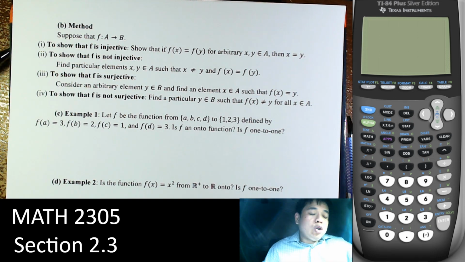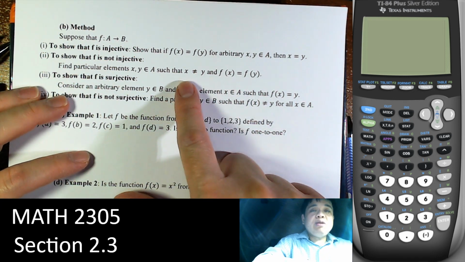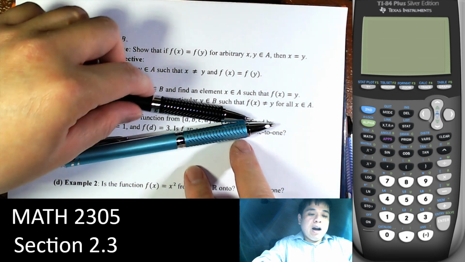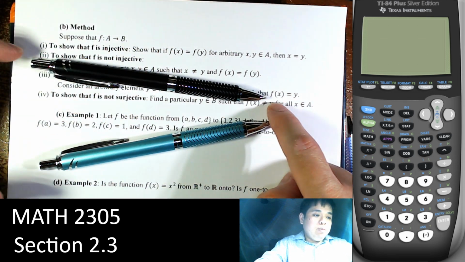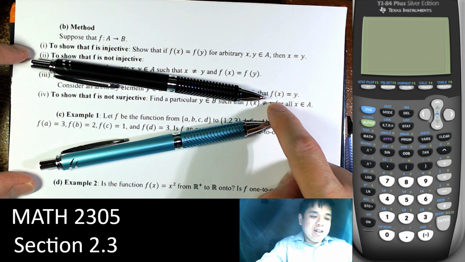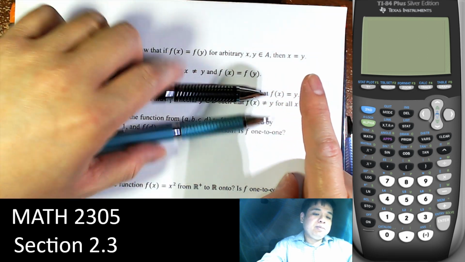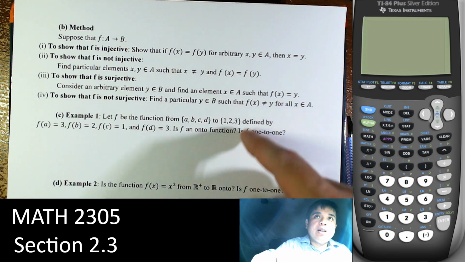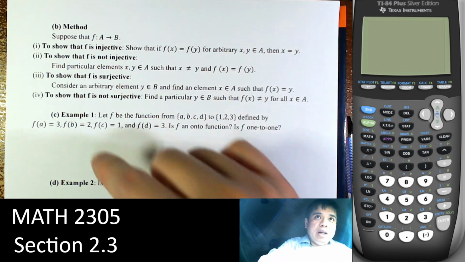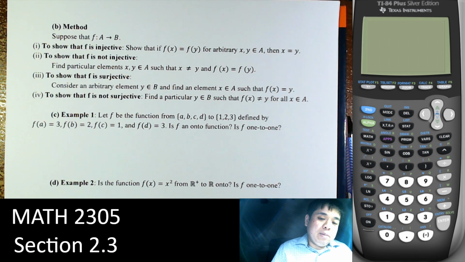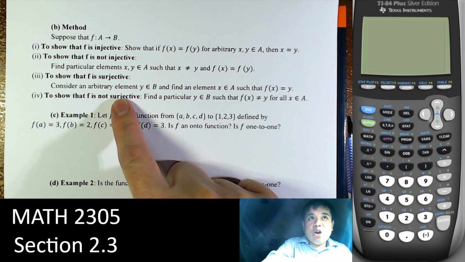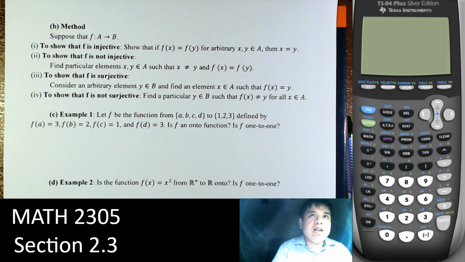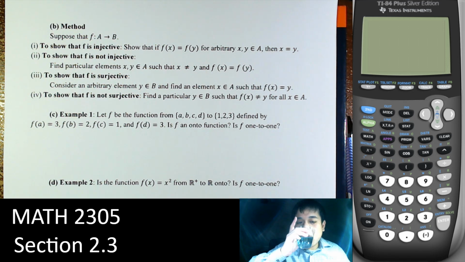If we want to show that it is not injective, it's very easy. We just find a counterexample. Just find a target where there are 2 arrows shooting at it. So that is not injective. Now, to show that it is surjective, we just show that every element has a pre-image. And if we want to say this is not surjective, we just find one that does not have a pre-image. Alright, let's look at some examples here.